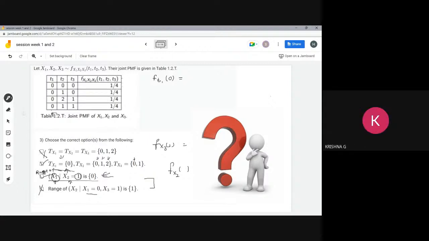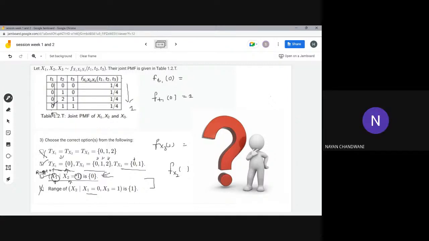Sir, how about 0, 1, 2? X3 cannot take 2, right? So it should be 0. No, I said 2 for X2, but for X3 it's just 0 and 1. Then, sir, what is the value of F of X1 at 0? Is it 1? Yes, F of X1 at 0 is 1. So you have to sum the whole thing, 1 by 4, and it is 1.